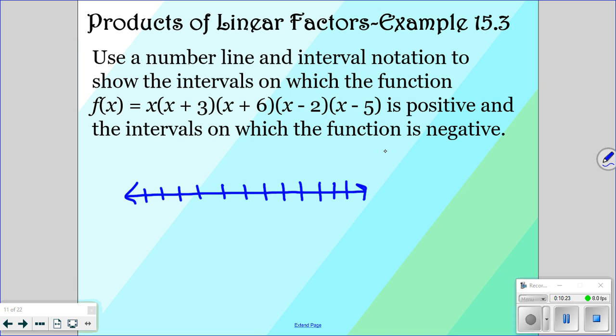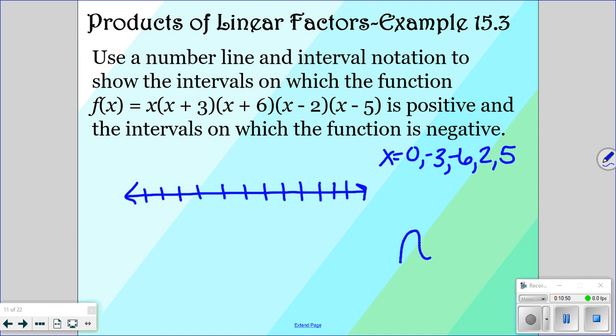So if you remember from pre-calculus, x is equal to 0 there. X equals -3 from this one. You basically set each of your factors equal to 0. X would equal -6. X would equal +2. And x would equal +5. Those are our zeros, where it's going to be changing.